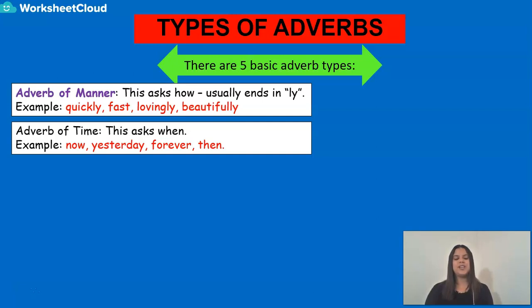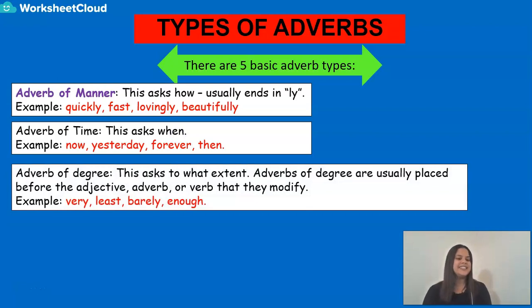Adverbs of time. This asks when. So it gives an indication of the time an action took place. For example, now, yesterday, forever, then. We can ask ourselves when we are looking at the sentence.